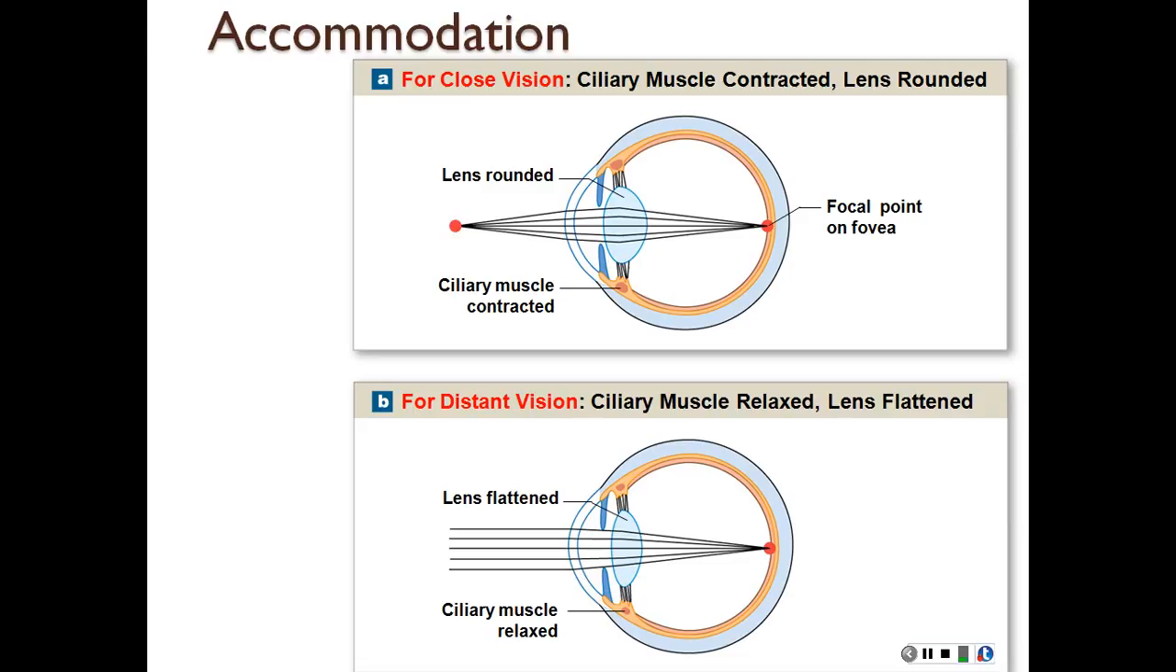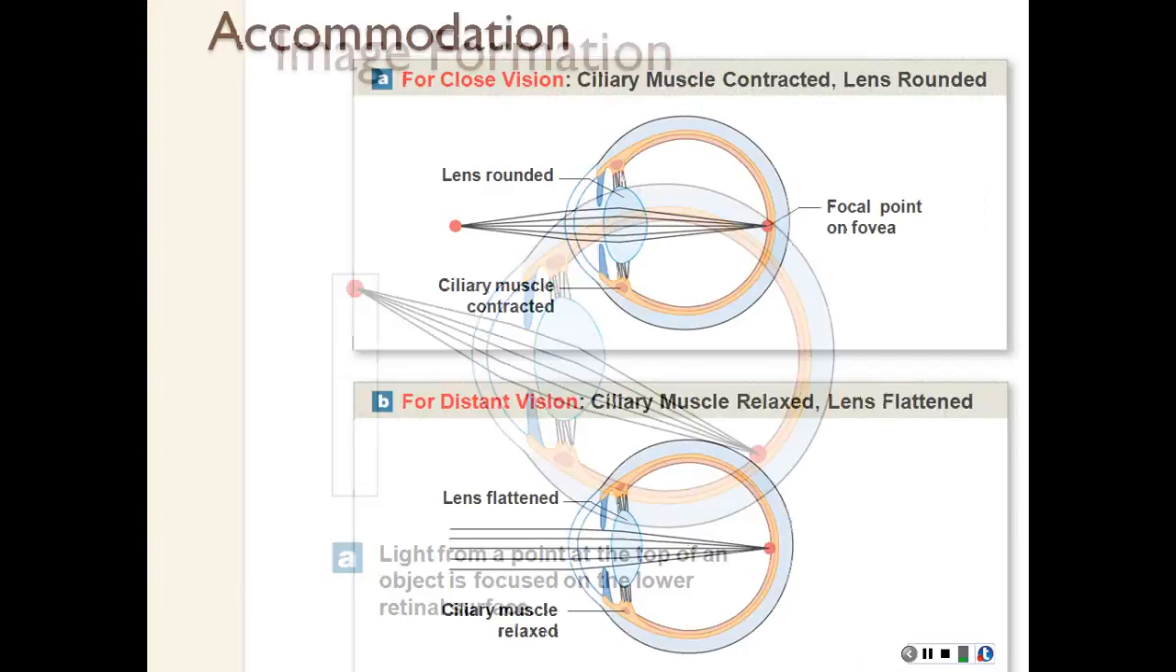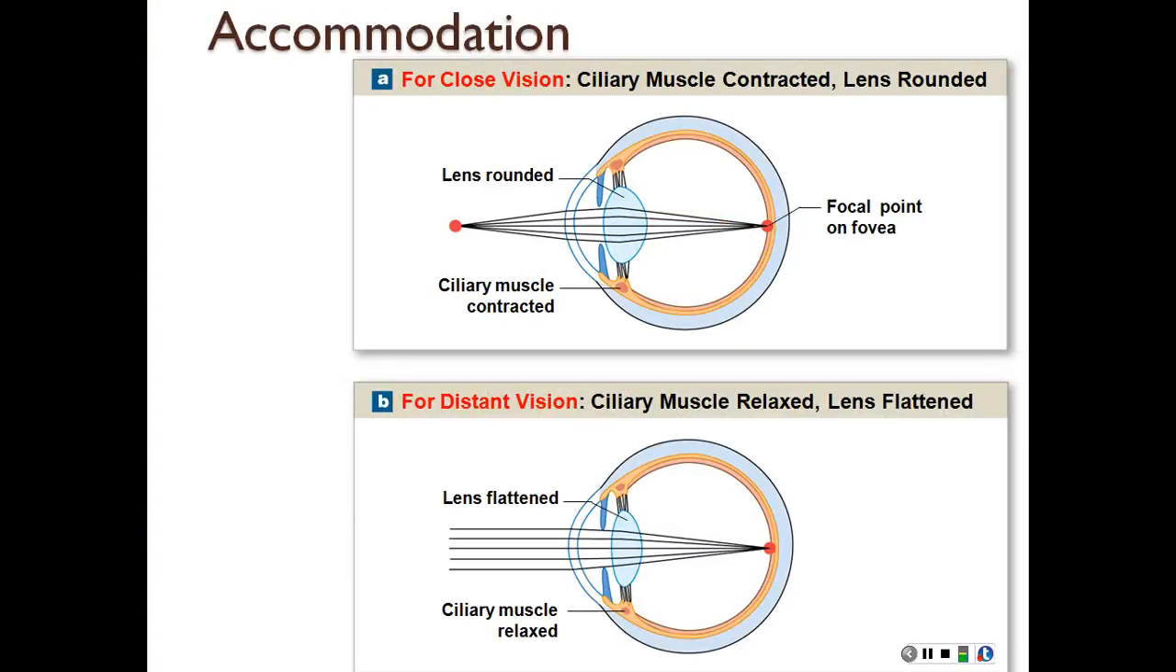So that's what happens with astigmatism. There ends up being more than one focal point. Okay, so with accommodation, the eye or the lens responds differently if we're looking at something close to our face or something far away. For close vision, if you're looking at your book, for example, this is what happens to your eye. The ciliary muscles contract. Remember what those are? They're connected to the suspensory ligaments, and they control what? The shape of the lens.